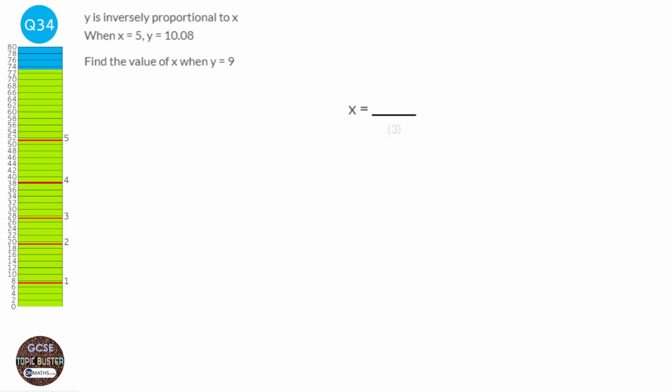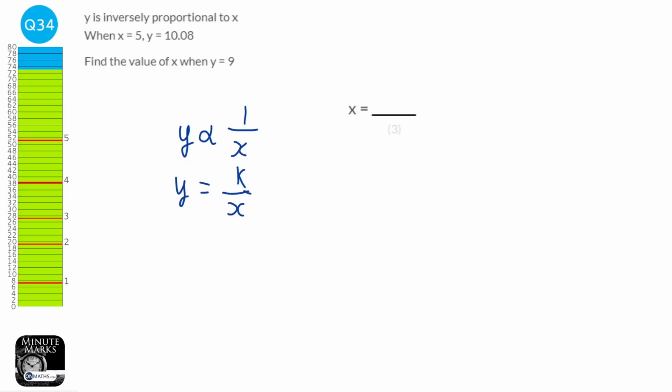Y is inversely proportional to x means that y is proportional to 1 over x. And I'm going to change that for an equal sign by timesing the right hand side by k. And k represents our constant. And we're told that when x is 5, y is 10.8. So I'm going to substitute those in to be able to find out what k is going to be. So it'll be k over 5.